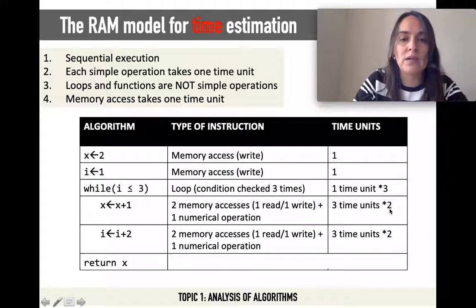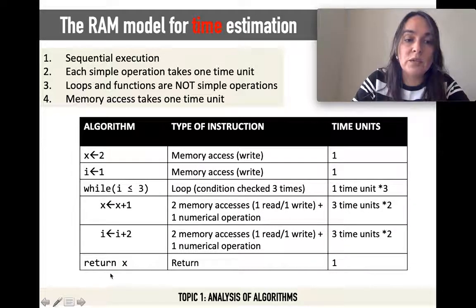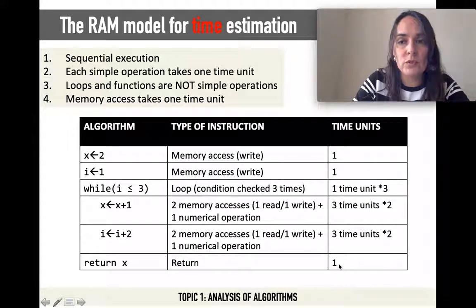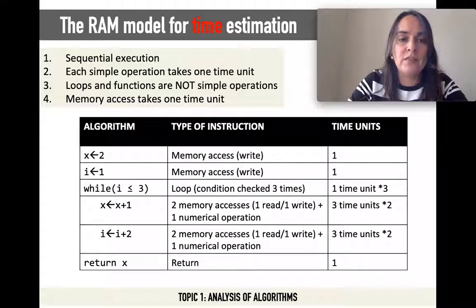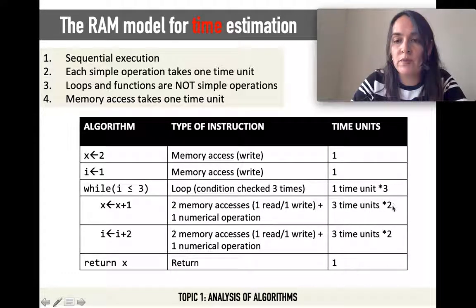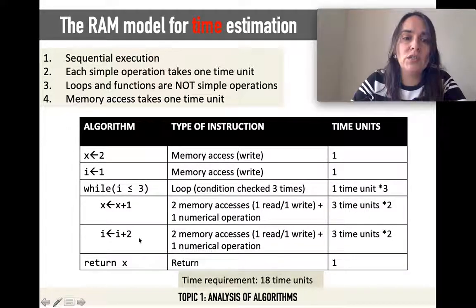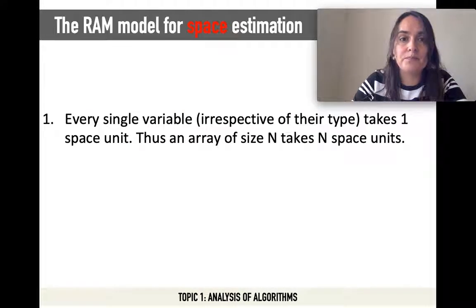Exactly the same with the next one, and then we have a return. You can argue that the return takes 2, because the return takes 1, and then you have to go to memory and retrieve the value of x. Or it might be 1. Either of those is a valid calculation. You will see in further videos why this is so. So according to this, we have 1, 2, 5 plus 6, 11 plus 6, 17 plus 1, 18 time units to execute this algorithm. Let's see what happens with the space.